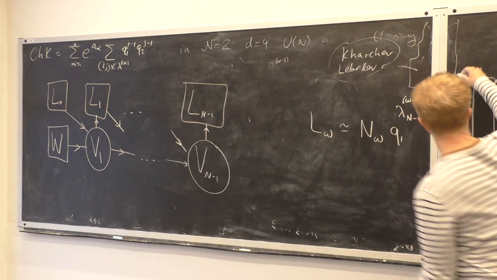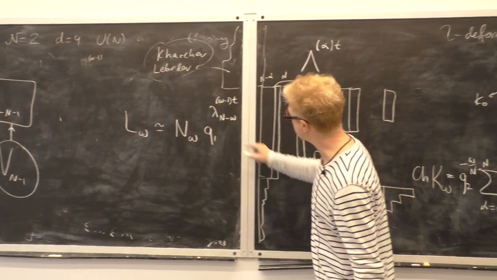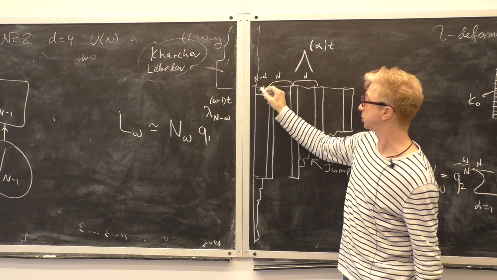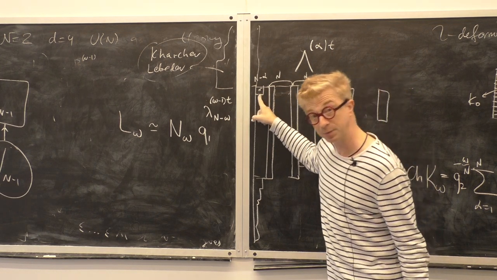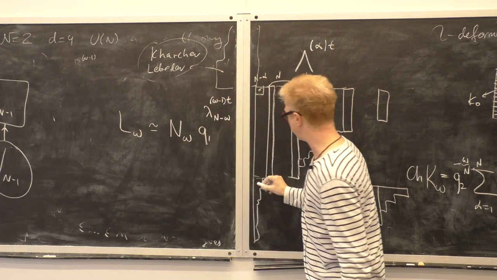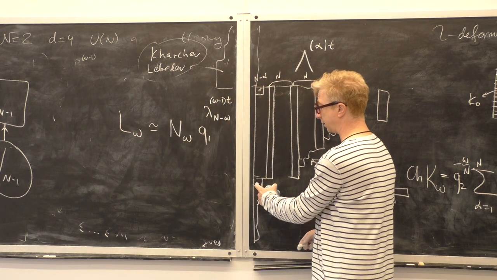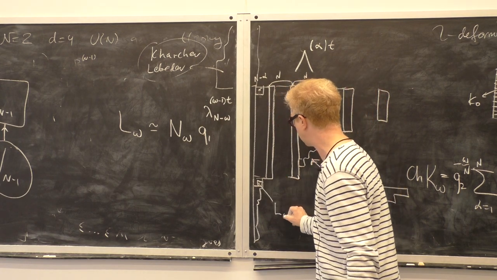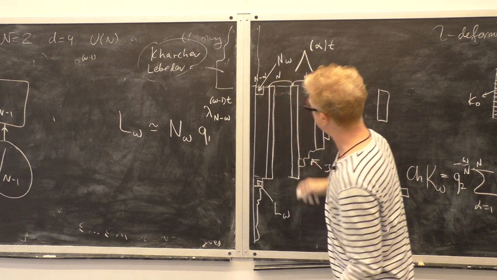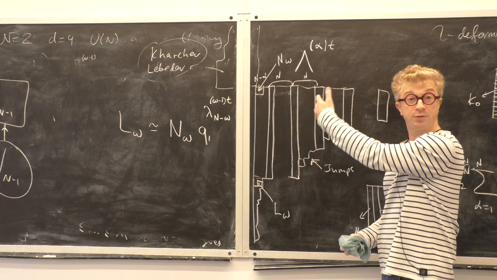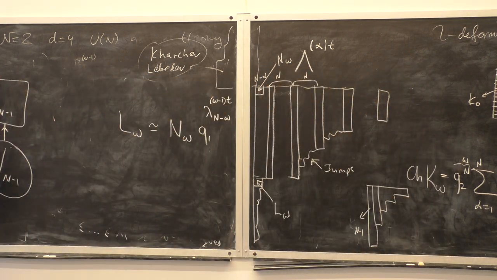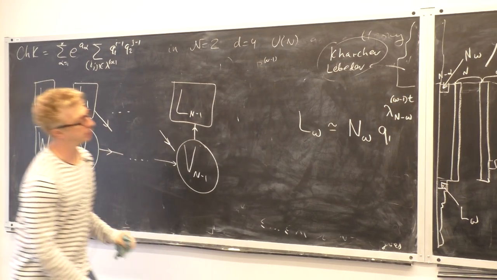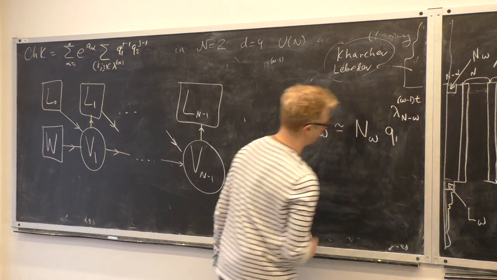So if you think in terms of the contents of the boxes, if the original N space corresponds to the uppermost cell in the Young diagram, this space corresponds to the first cell which you can add to the Young diagram in the first row. So this is the L space, and this is the N space, as representations of the torus. Now the V spaces carry information about jumps and about part of the things which you can add here.